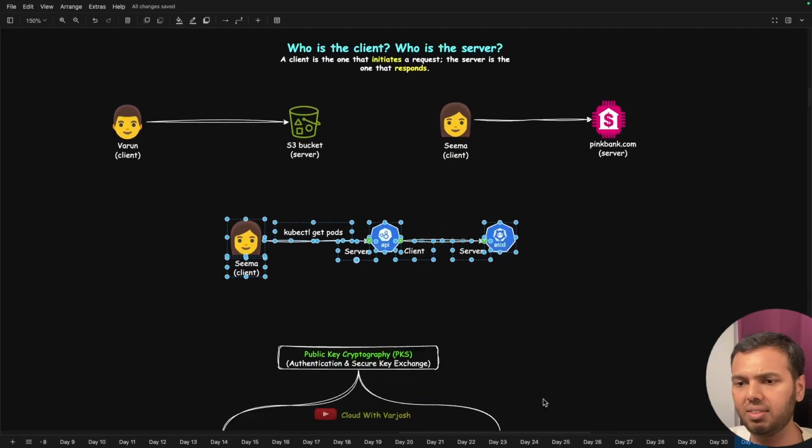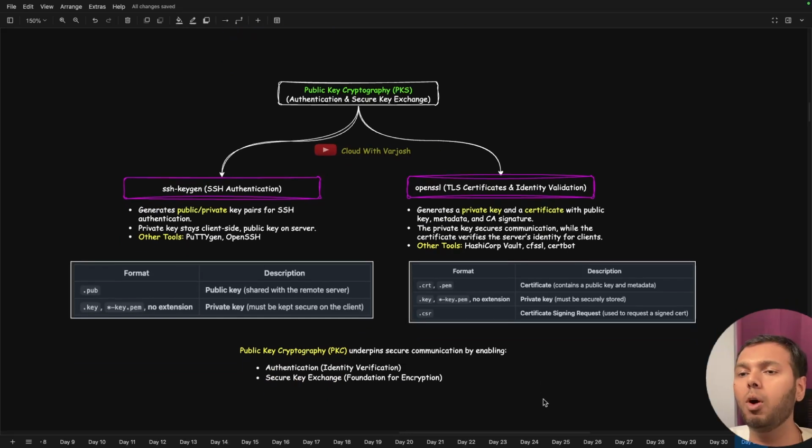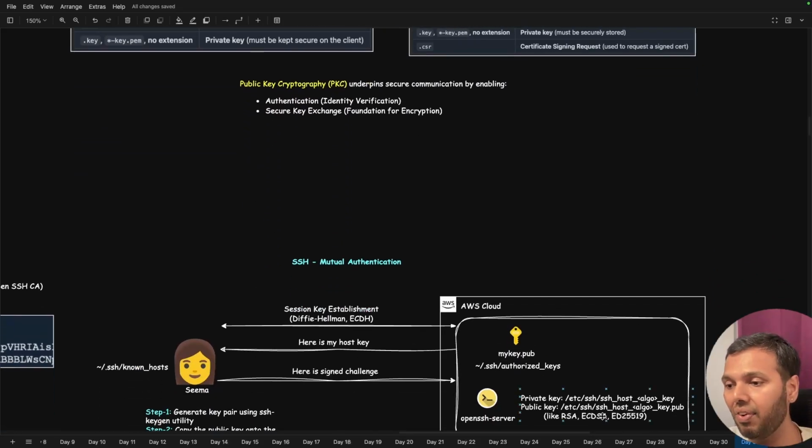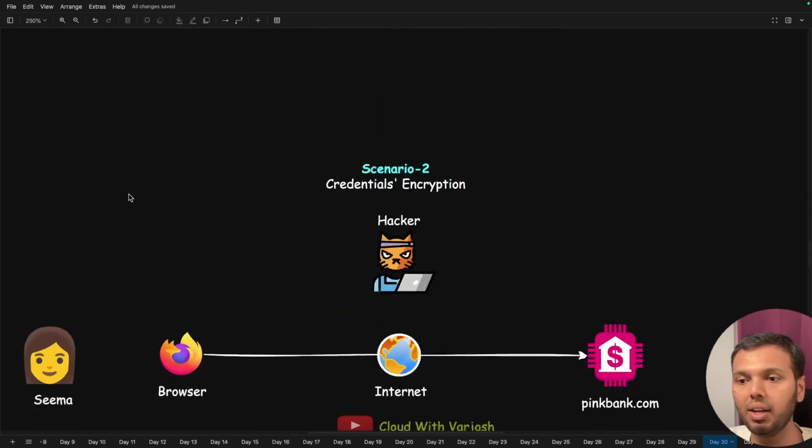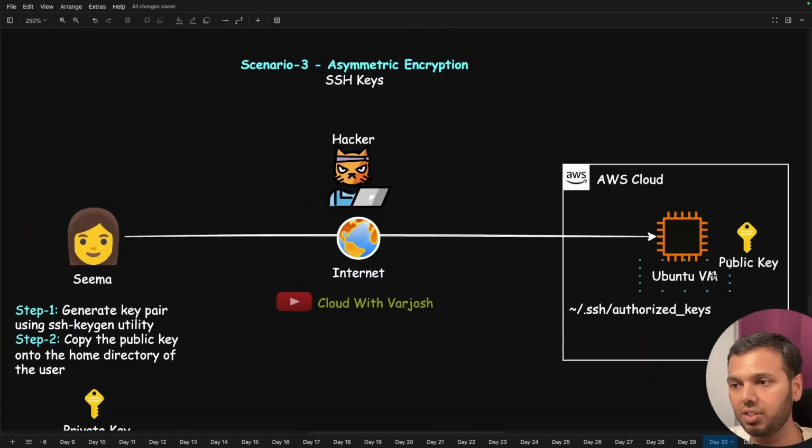But Varun, we understand TLS is fine, but what happens with SSH? In SSH, it is mutual authentication by default. So first the server proves it is what it says it is, and then the client proves it is what it says it is. So for example, if I go back to day 30 and I zoom in a little, then in this scenario, first the Ubuntu VM proves that it is indeed the Ubuntu VM, and then Seema proves she is indeed Seema.